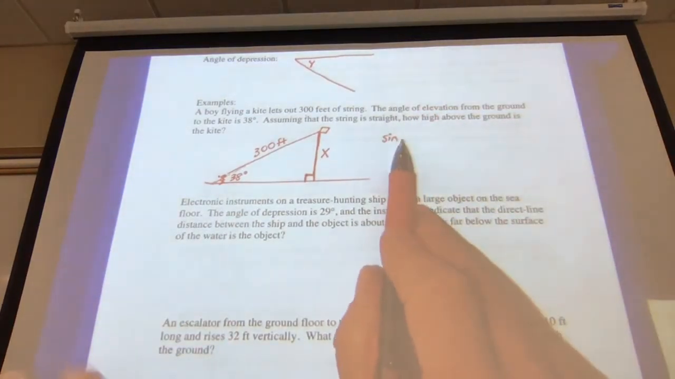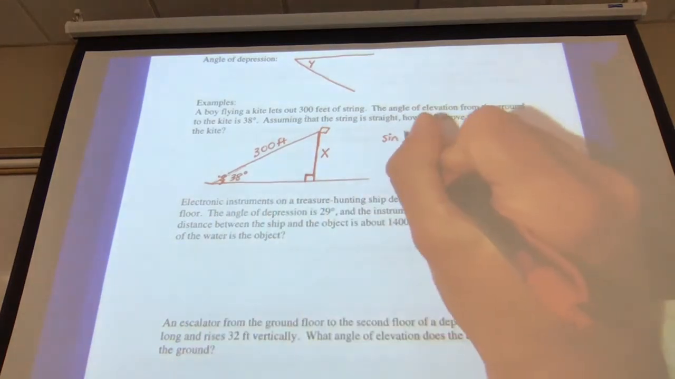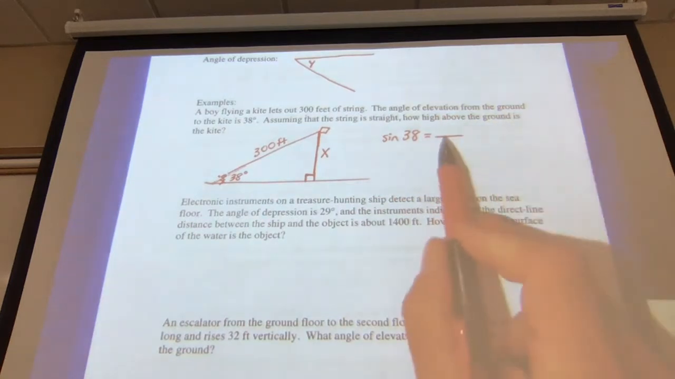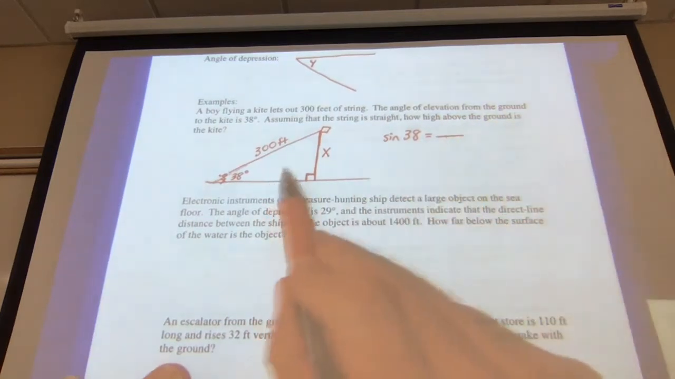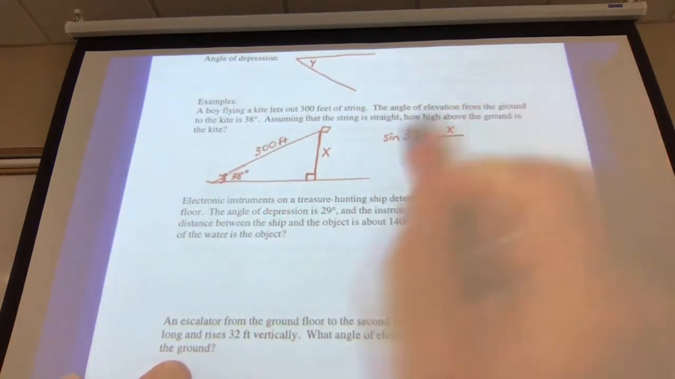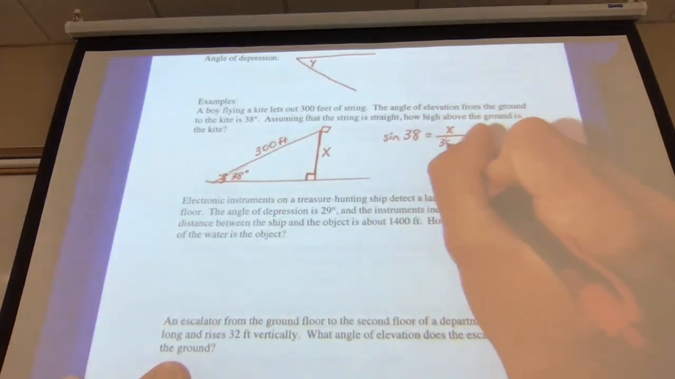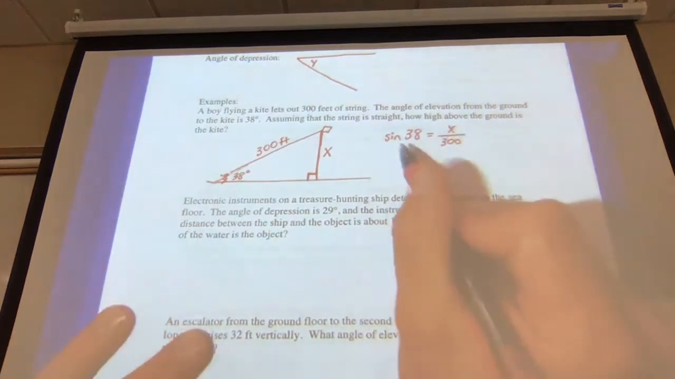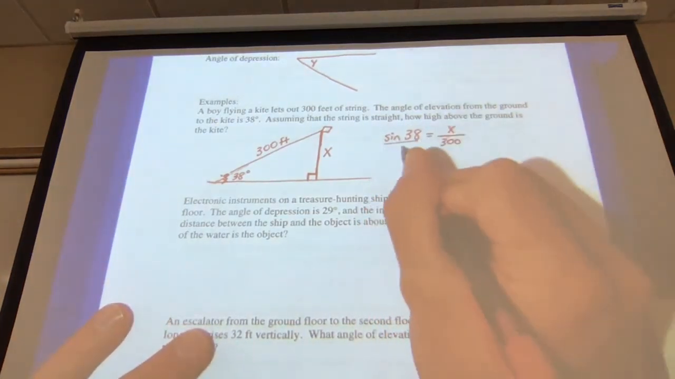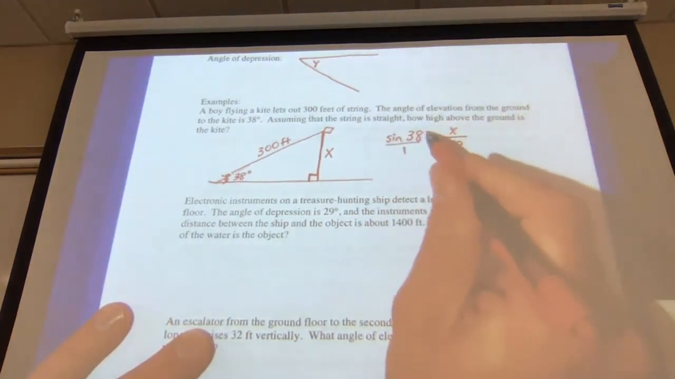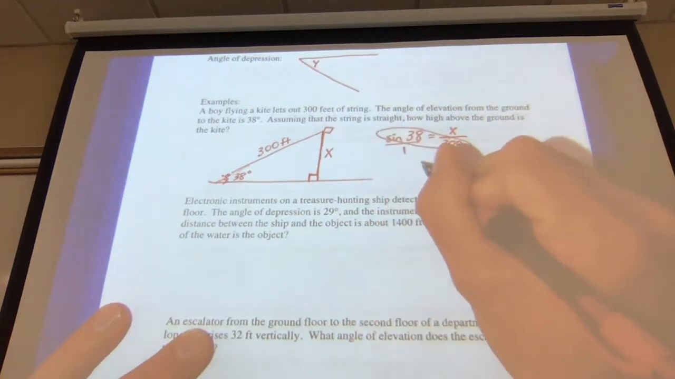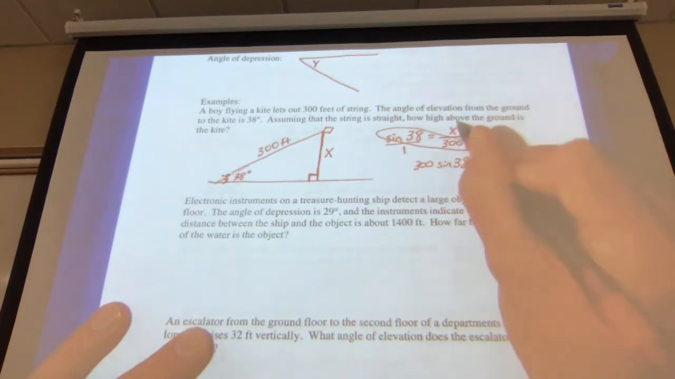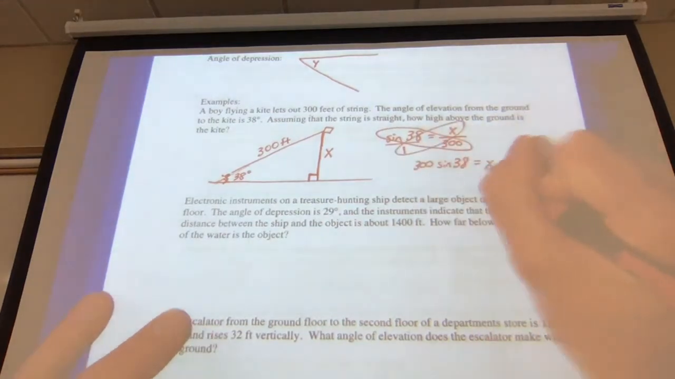Behind the abbreviation for sine goes the angle, which is 38 degrees. And then our fraction for sine is going to be opposite over hypotenuse. The opposite side is X. The hypotenuse is 300. And just like we've been doing all the last couple weeks, if you put this over 1, that makes it a proportion. Cross multiply, we're going to have 300 times the sine of 38. And then 1 times X is going to be X.